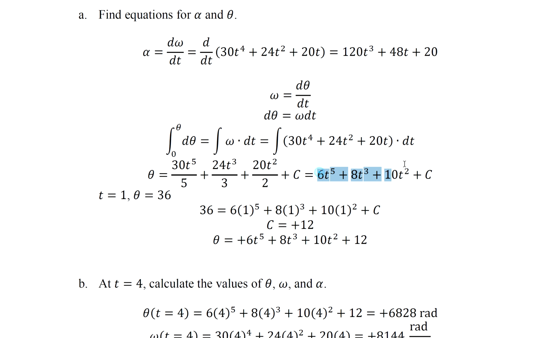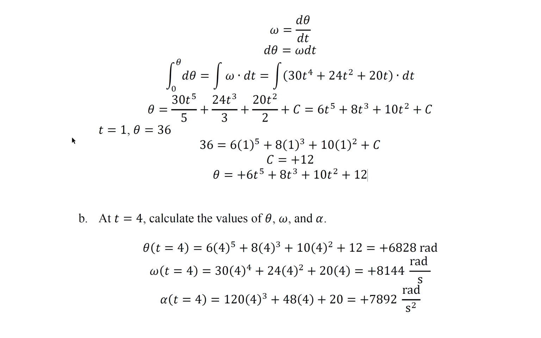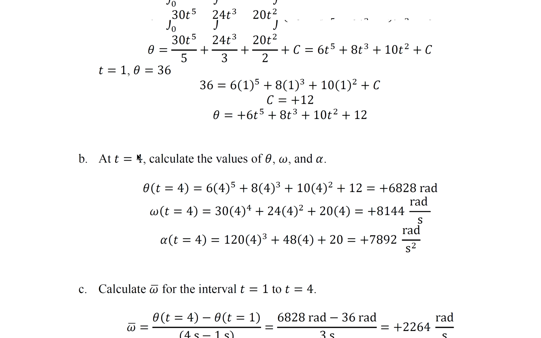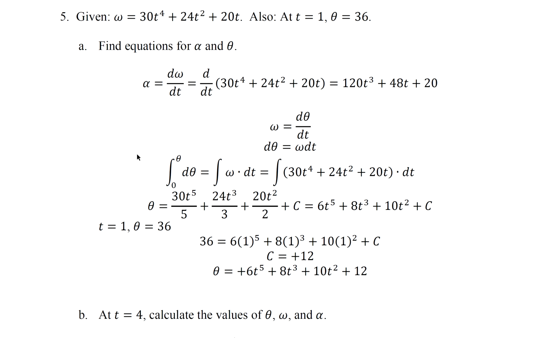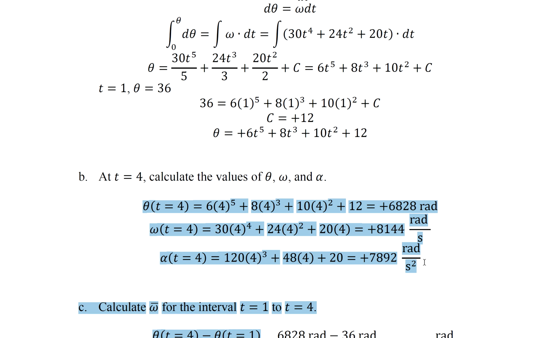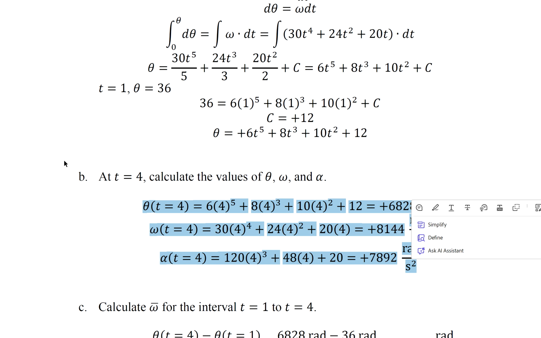So we get this value here. Now at t equals 1, we know theta equals 36. So now c is equal to 12. So with this equation, we could just plug in the constant c equals 12. Part B. At t equals 4, calculate the values of theta, omega, and alpha. So now we have equations for theta, omega, and alpha. So just plug in the value t equals 4 for these 3 equations.